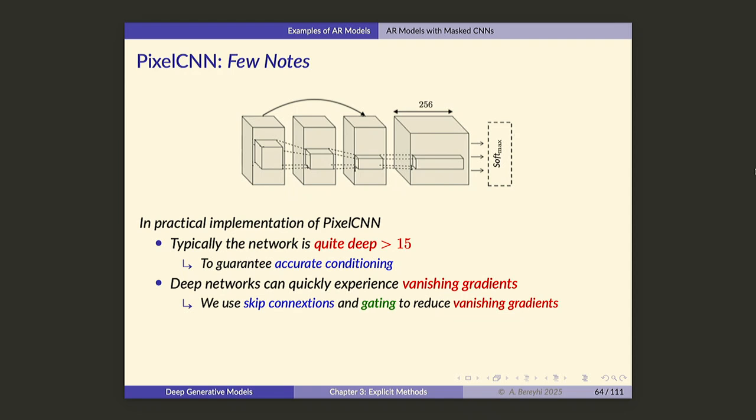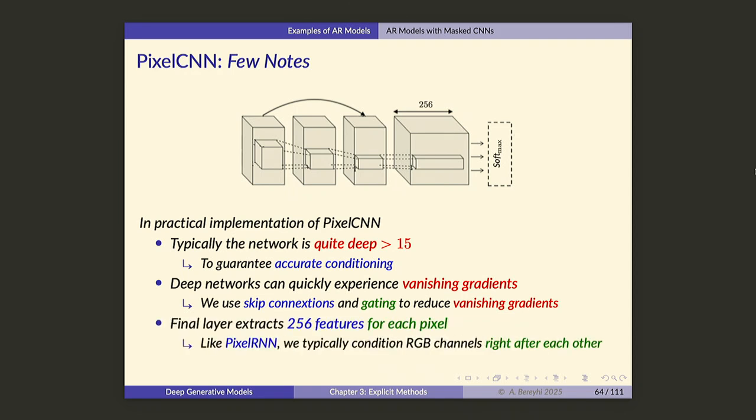So in the original proposal, a skip connection was there. And not only a skip connection, they also used the idea of gating. Those of you who had some experience with LSTM know that gating resolves the issue of vanishing gradient, right? So they used both ideas to get rid of vanishing gradients, because if they wanted the whole architecture to work, they needed it to be very deep. And the last thing, as I said, the last layer's output needs to have 256 different channels, right?